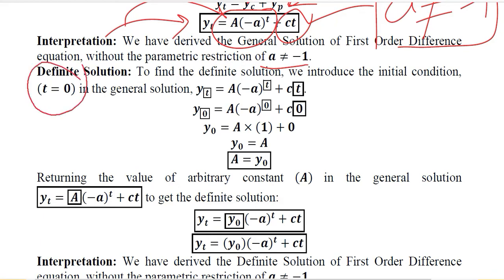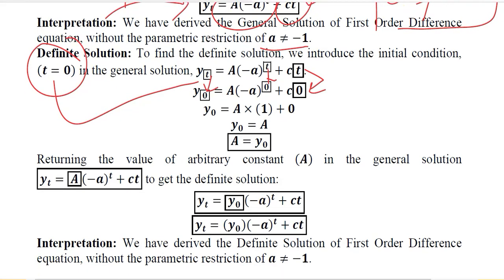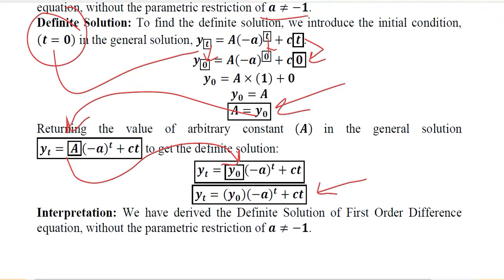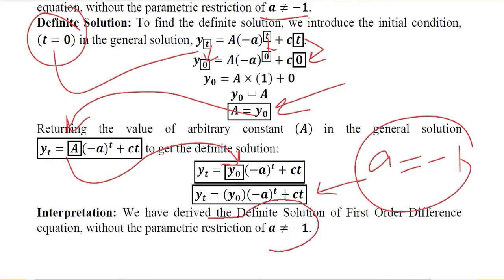However, we can find the definite solution by putting t is equal to 0. T is equal to 0 here. In all the places we have substituted t is equal to 0. This has allowed us to find the value of a, which is equal to y0, and this we can put back into the general solution, and when we do so, we get this, which is the definite solution of a certain situation where the value of a is equal to -1, and now we are free of this restriction.